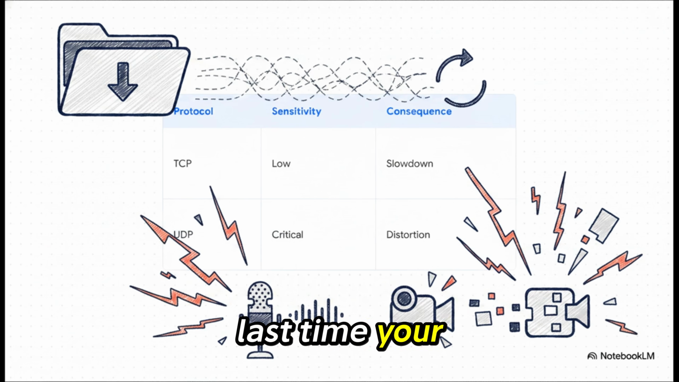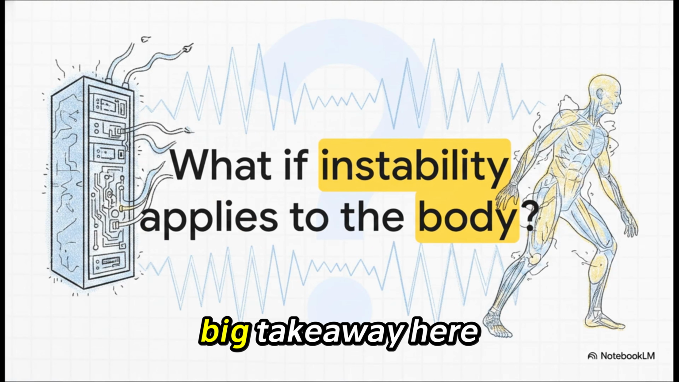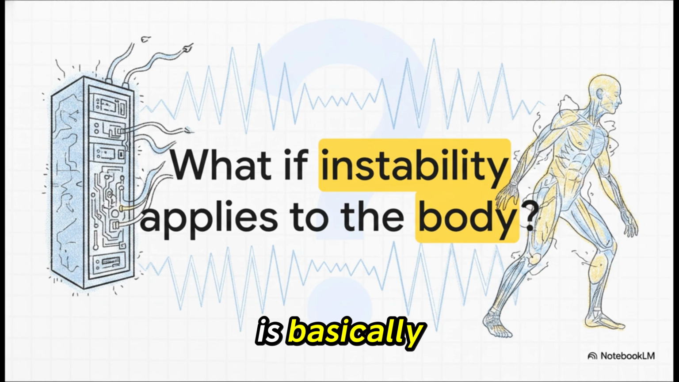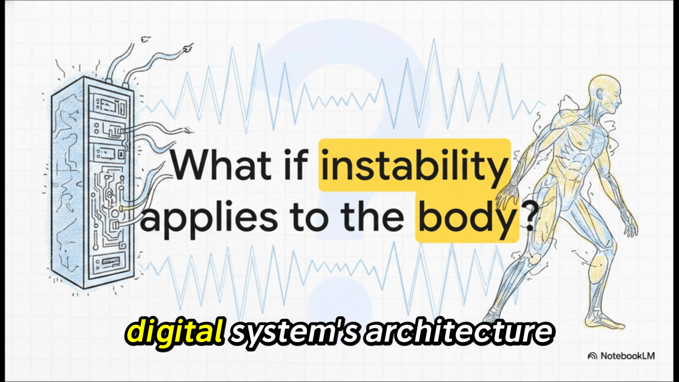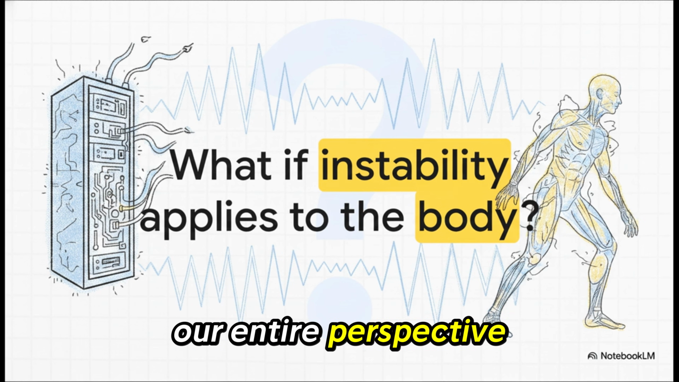Think about the last time your video buffered or just glitched out completely. That is exactly this mechanism in action. The structural integrity of the stream basically falls apart under that chaotic timing. So the big takeaway here is that jitter is basically the ultimate stress test for a digital system's architecture. But here's the question that shifts our entire perspective.